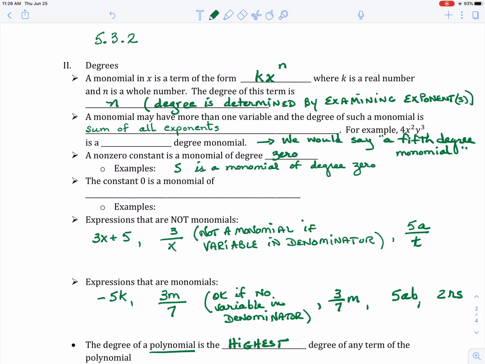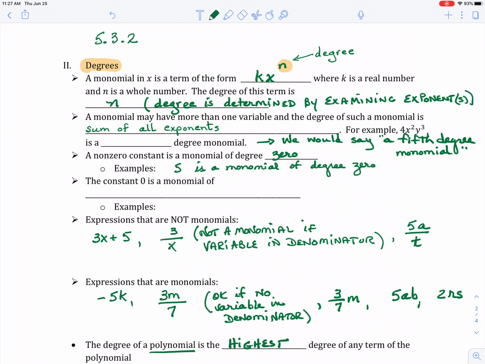We're going to now talk about degrees of polynomials, and again, this is on down the road in mathematics. This is going to be very important for you to be able to identify the degree of a polynomial. So we're first looking here at a monomial, some multiplier k in front of the base x raised to the power n. And that n is where we're going to look in order to determine the degree. So the degree has to do with the exponent.